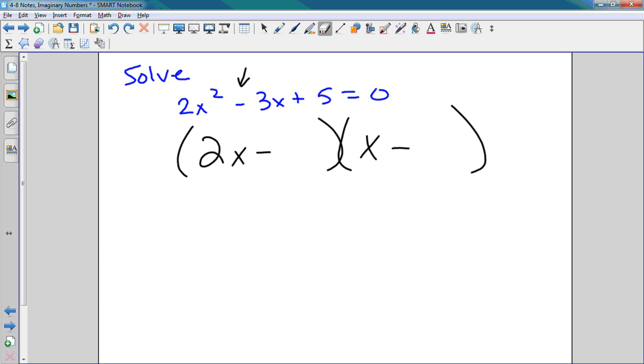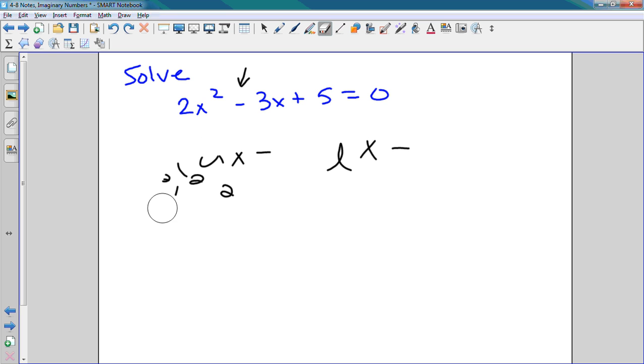Now, what are the factors of 5? 1 and 5. Can I multiply one of those by 2 and is the sum -3? If both of them are negative? No. This is going to give me 2 and 5. If I add those together, I get 7. This is going to give me 10 and 2. I get 12. Can't happen. So what's my other option?